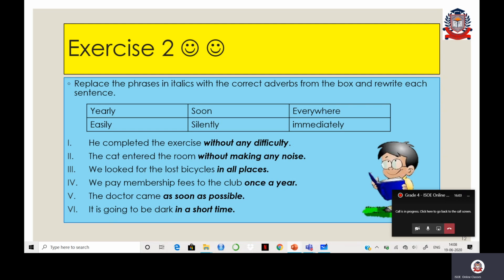We pay membership fees to the club once a year. Now, once a year means what, children? Yearly. Very good. So, we pay membership fees to the club yearly.